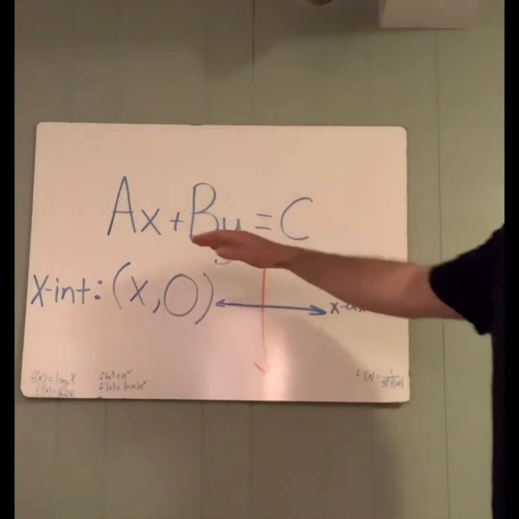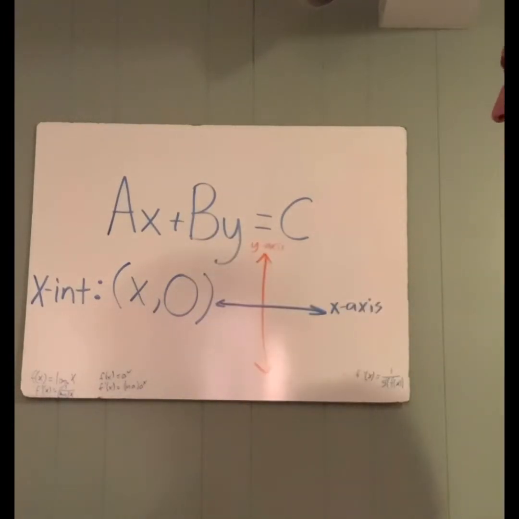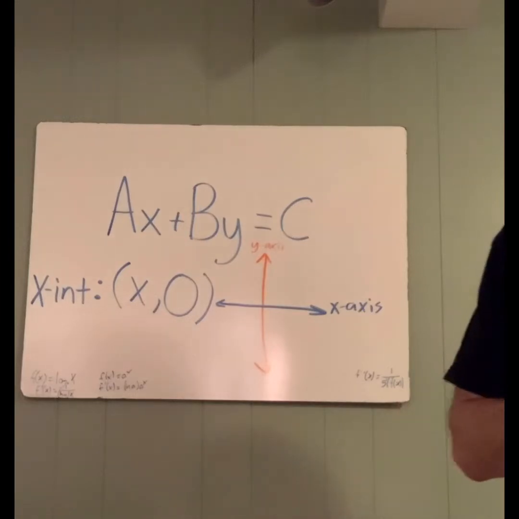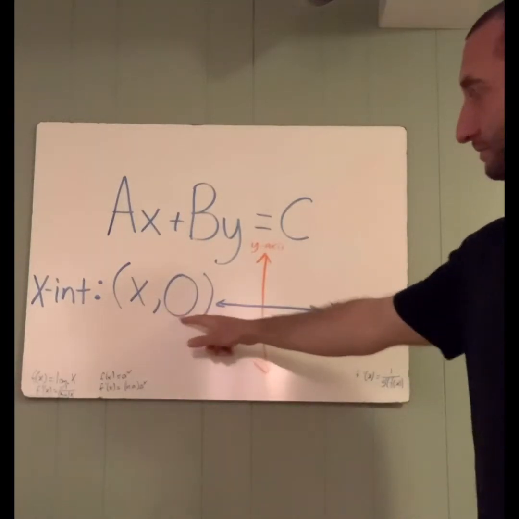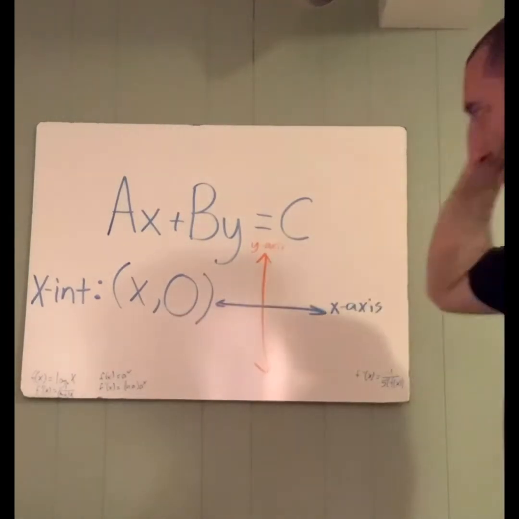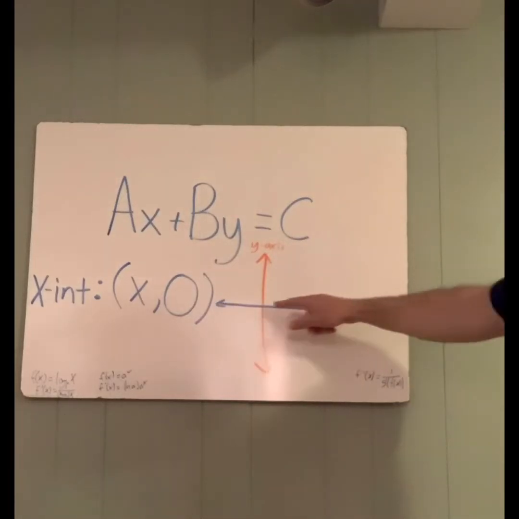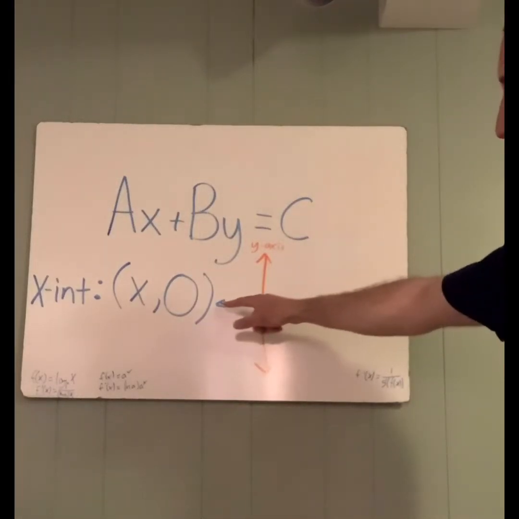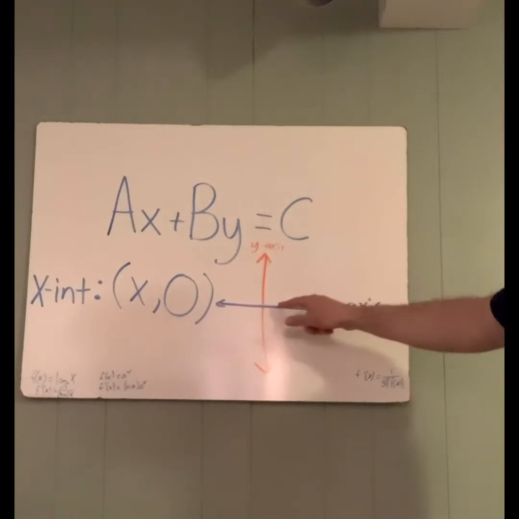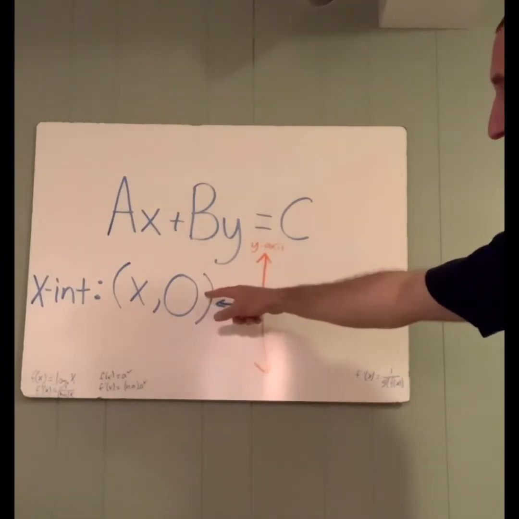Now, if I want to use this to find the x-intercept, what is my y value for every x-intercept? 0. Because if I'm on the x-intercept, if I start at the origin, I can either go to the left and be on the x-axis, or I can go on the right and be on the x-axis, but I don't go up or down at all. So I'd have to have a 0.